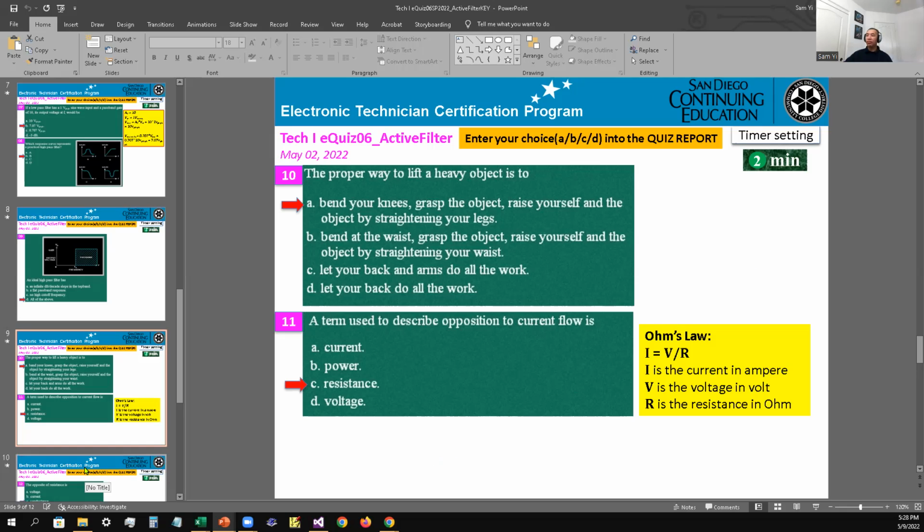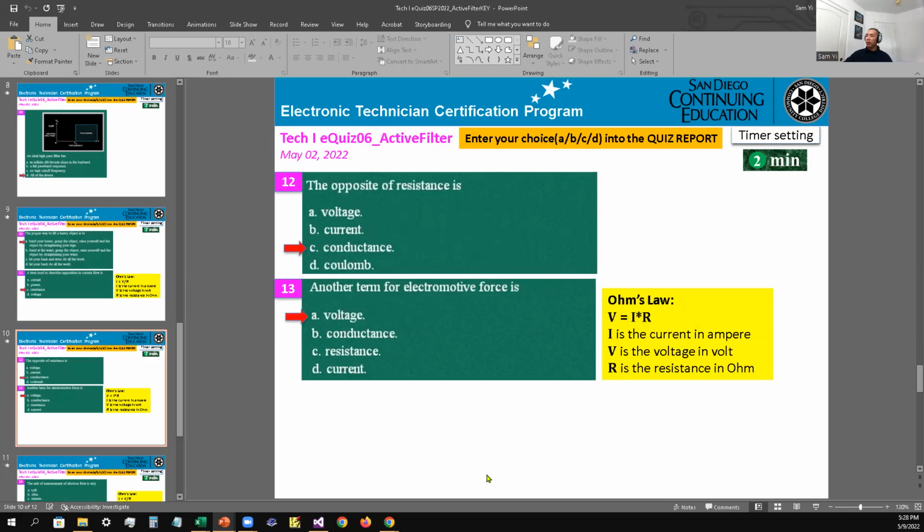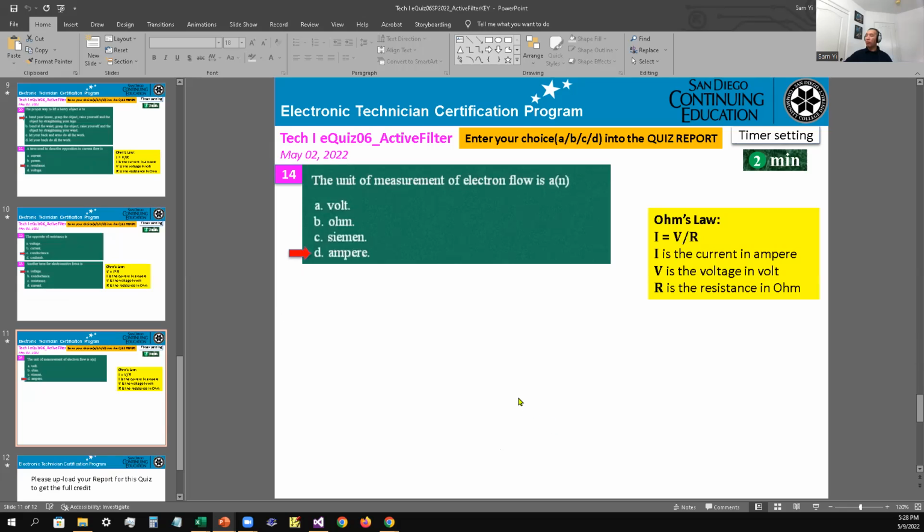Next. Number 12, the opposite of resistance is conductance. So the answer is C as in cat for number 12. Number 13, another term for electromotive force is voltage, A as in apple for number 13. Any question on number 12 or 13? Okay, no question, next set.